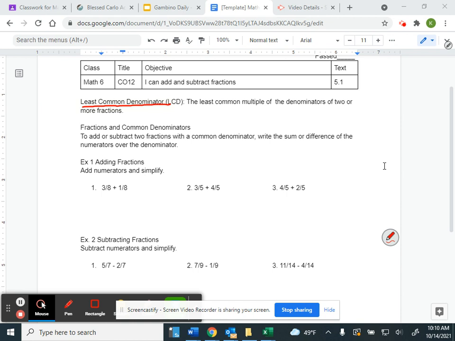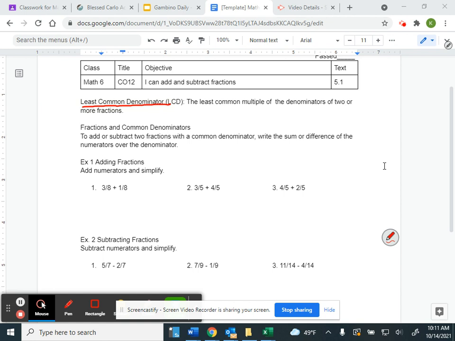So remember, we need to have the same number on the bottom, the denominator, in order to add or subtract them. Fractions and common denominators. To add or subtract two fractions with a common denominator, write the sum or difference of the numerators over the denominator. So the first thing you have to do is check to make sure your denominators are the same. If they're not the same, find that common multiple.